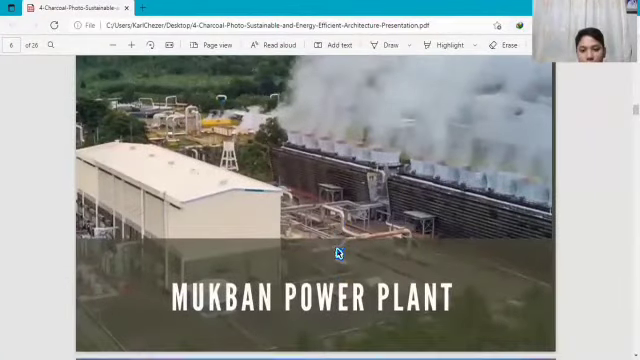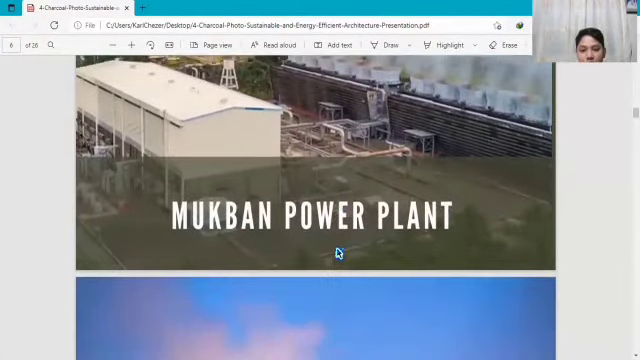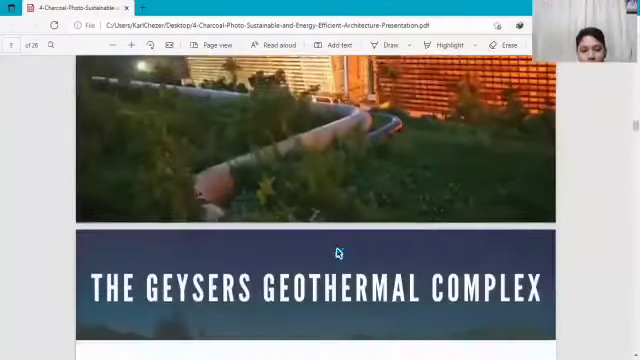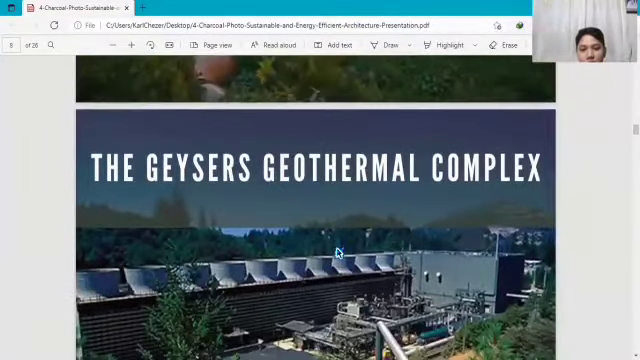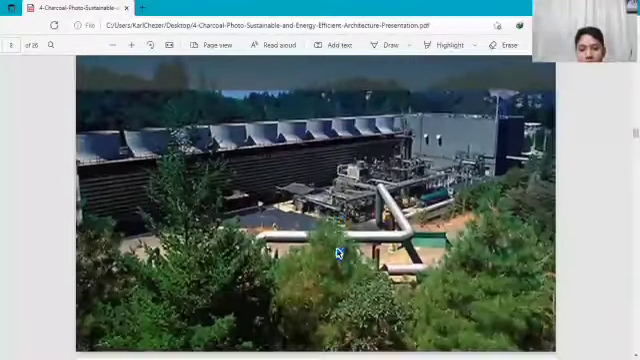Ito sa Makban Power Plant. Ito ang itsura niya. At dito sa The Geysers Geothermal Complex.